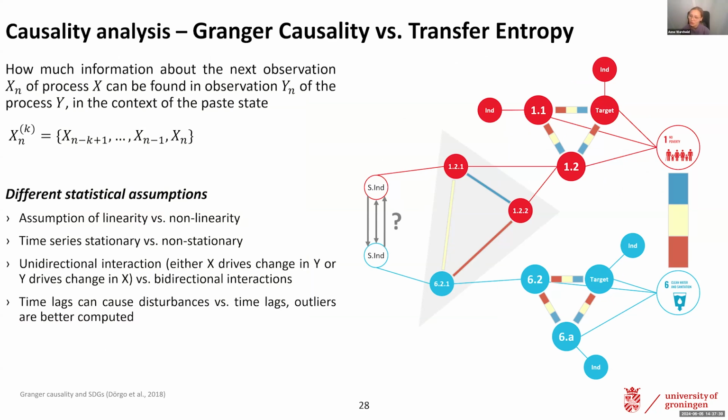And what you really need to be aware of are different statistical assumptions. Are you assuming your data or your interactions might be linear or nonlinear? Is your time series stationary or non-stationary? Do you check for unidirectional interactions, bidirectional interactions? Do you have time lags in the data that might be disturbing your statistical analysis? Do you have outliers, and so on? If you want to look at Granger causality, there is a nice paper out there from Dergo et al. You can have a look at that.